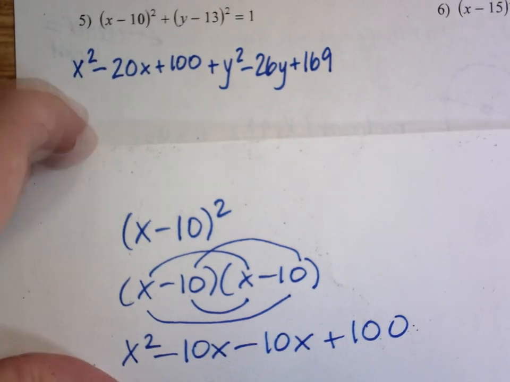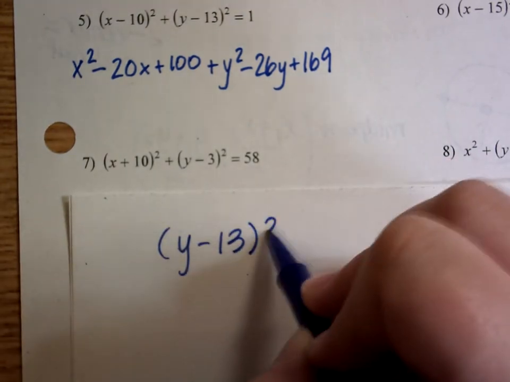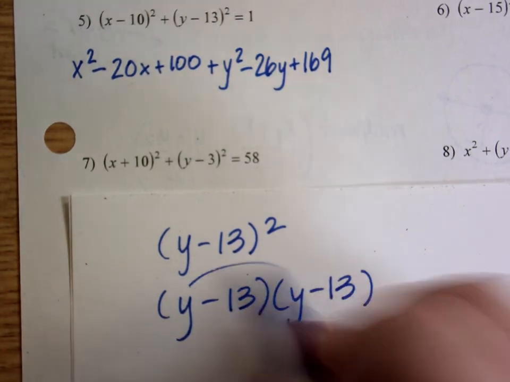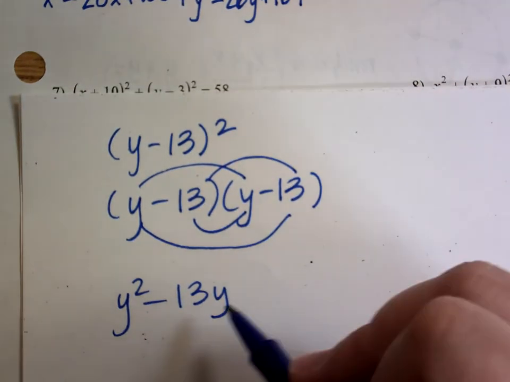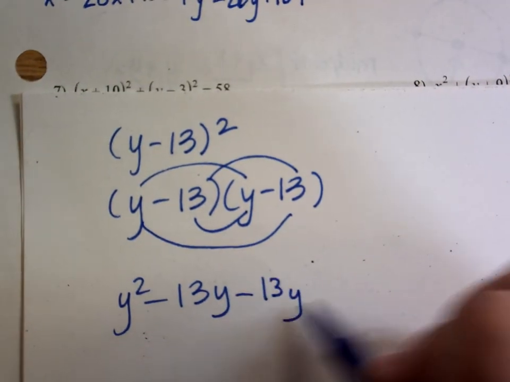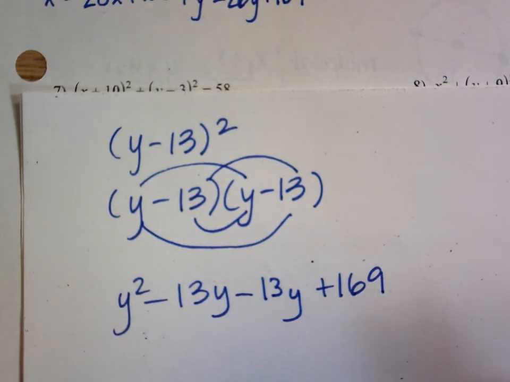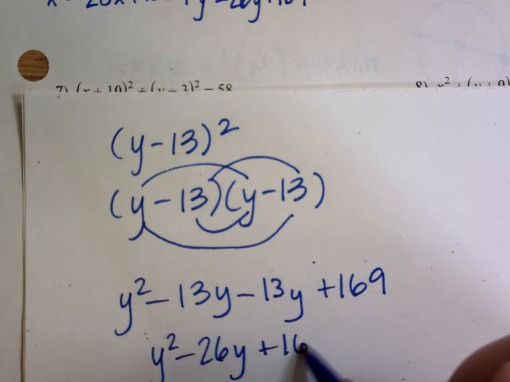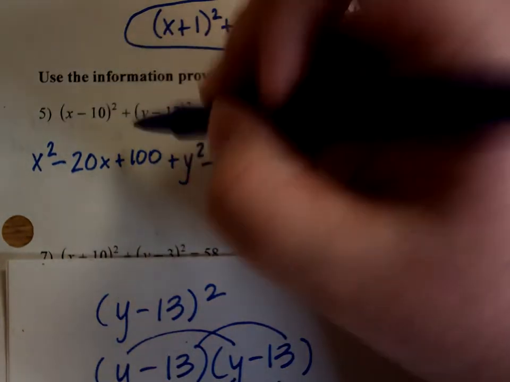As far as the y squared one, let's go ahead and work that one out. y minus 13 all squared. You're multiplying it times itself. So we're going to do FOIL. y times y is y squared. y times negative 13 is negative 13y. Negative 13 times y is negative 13y. And negative 13 times negative 13 is positive 169. So this becomes y squared minus 26y plus 169. And that's what I have right here. There is still a plus between them. That plus comes down.